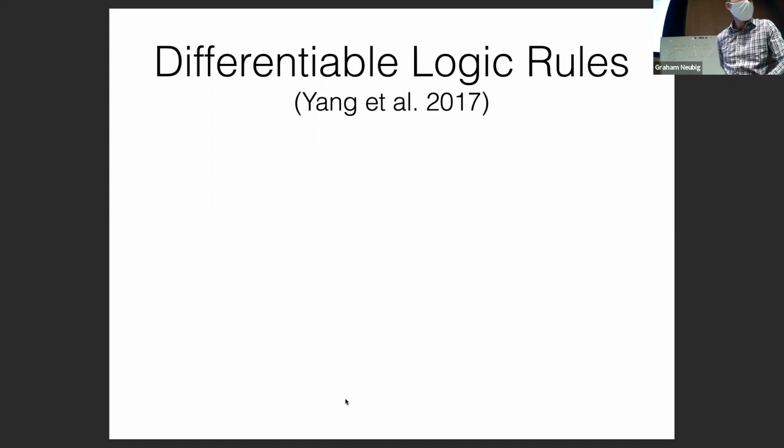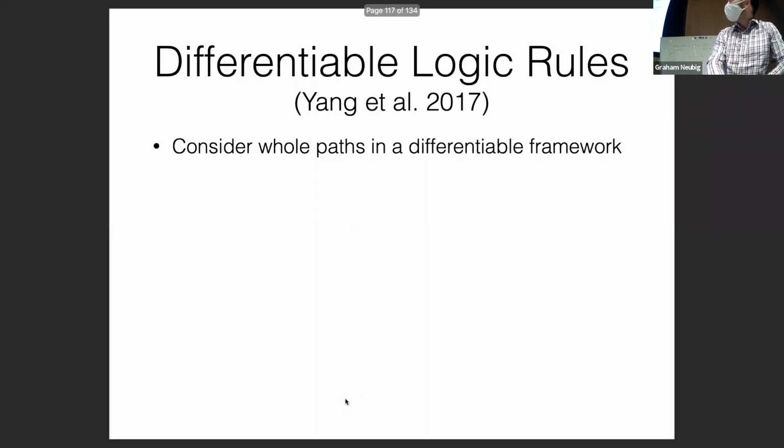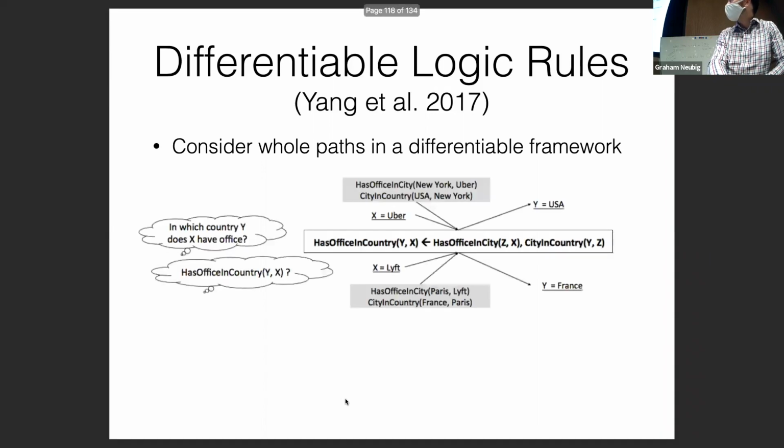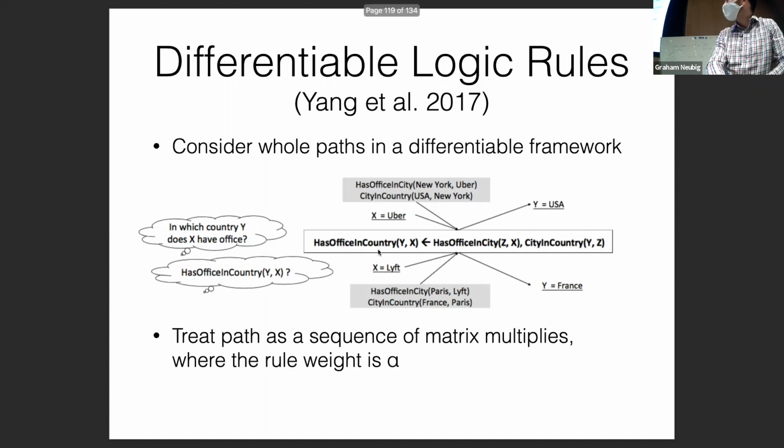This was taken even a step further, where you can consider whole paths in a differentiable framework. So you assume a logic rule, like the first order logic rule that I was talking about before. So this is has office in city and country, implying has office in country. So it's the same type of path, basically. And what they do is they treat the path as a sequence of matrix multiplies where you have a particular rule weight.